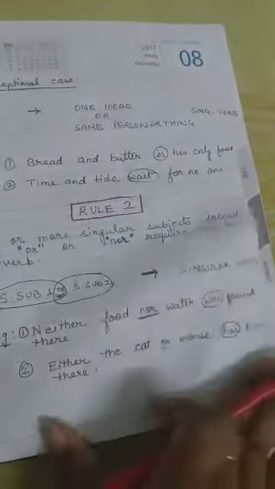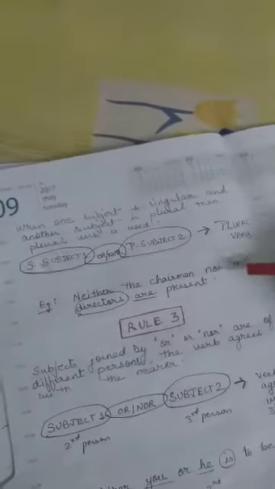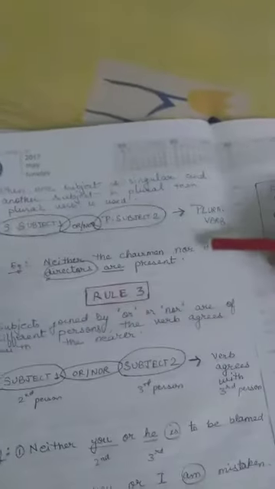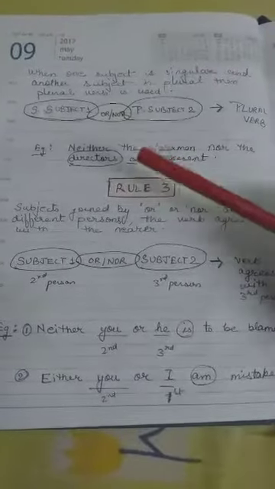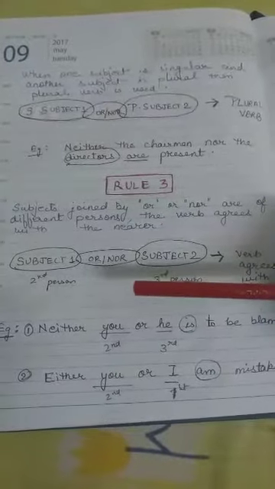Subject 1 singular, subject 2 singular, connected by or and nor gives you a singular verb. Okay, you can see the examples. And the exception was that the first subject will be singular but the second subject will be plural, connected by or and nor, we will use a plural verb. What are we going to use? The plural verb.